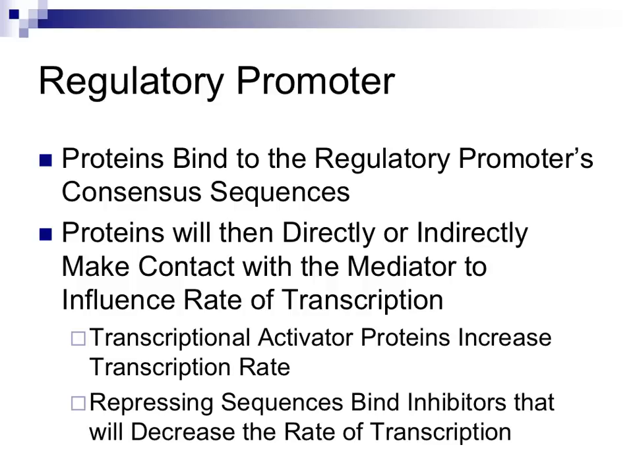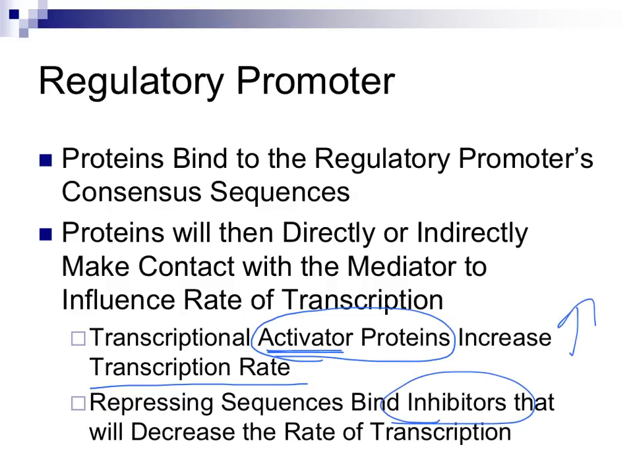And that interaction between the proteins at the regulatory promoter and the mediator at the core promoter, that will influence the rate of transcription. Now here, if activator proteins bind to the regulatory promoter, as the name suggests, activator, that will increase transcription rates. So again, increasing. If inhibitors bind, then that will decrease the rate of transcription. So again, if inhibitors bind at the regulatory promoter, that tells the mediator at the core promoter to decrease the rate of transcription.